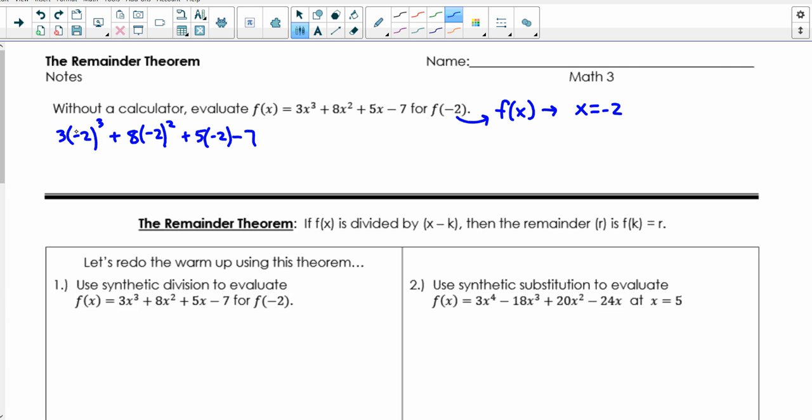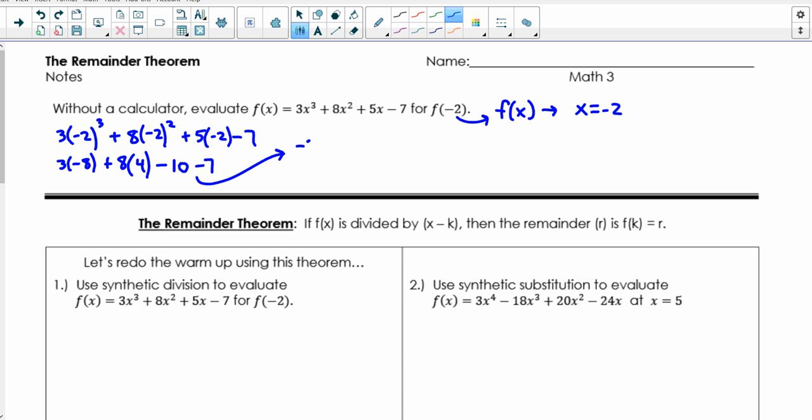So without a calculator, negative 2 to the third power is negative 8. So this is 3 times negative 8. Negative 2 squared is 4, so this is plus 8 times 4. You probably don't have to do it in this many steps, but 5 times negative 2 is negative 10, and minus 7.